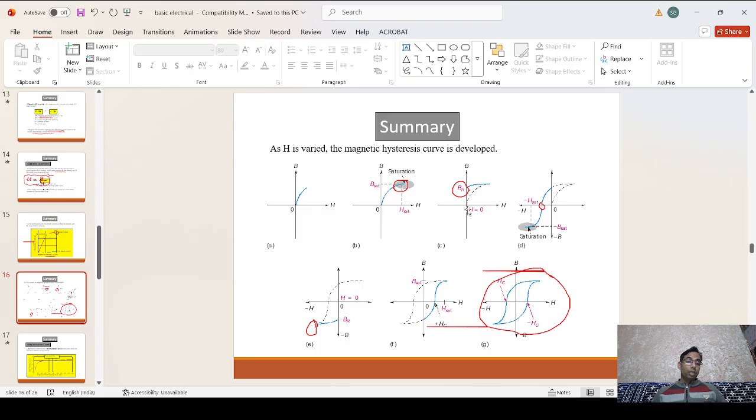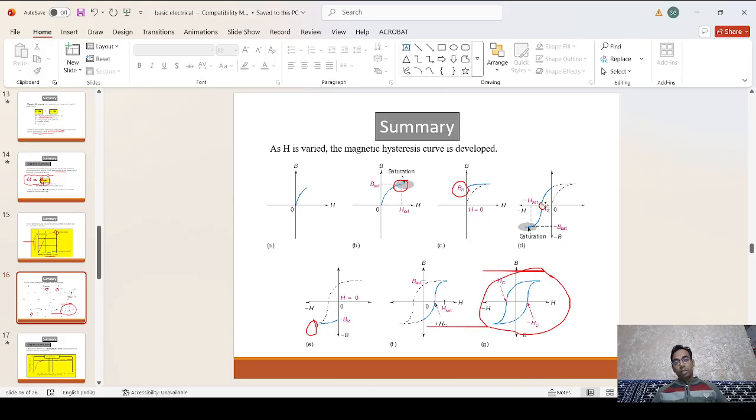In the circuit, this is called the retentivity of the material, the residual magnetism present in that case. Next, when again increasing the value of the magnetizing force in the reverse direction, the flux density will be zero, but the magnetizing force is in the reverse direction. That force represents the coercive force or coercivity of the material.